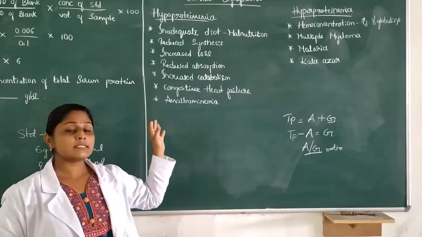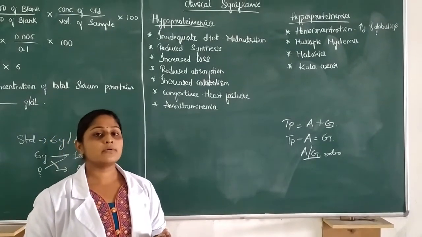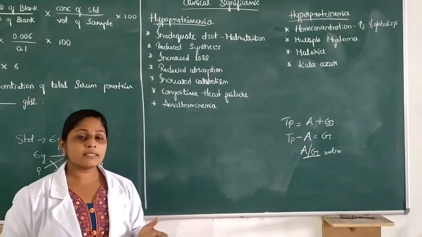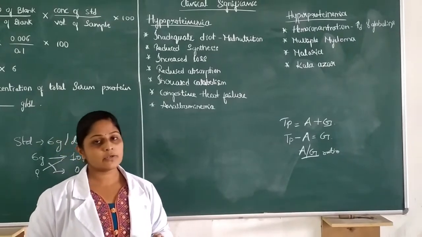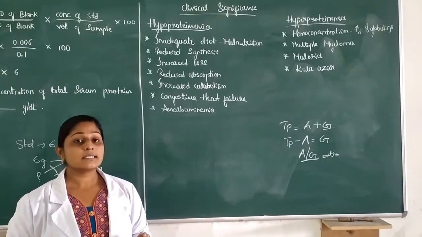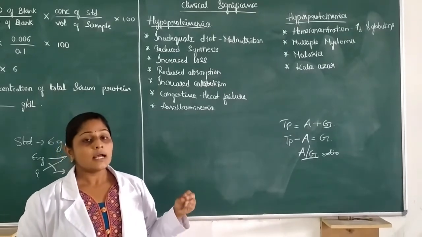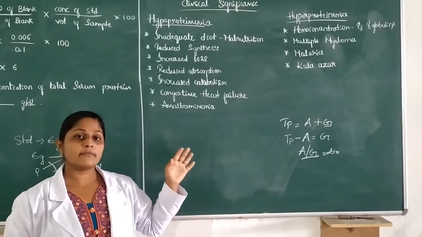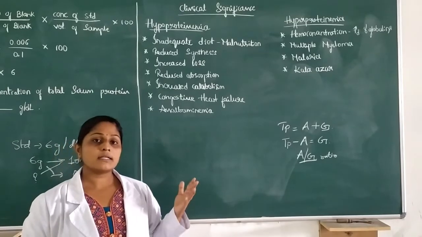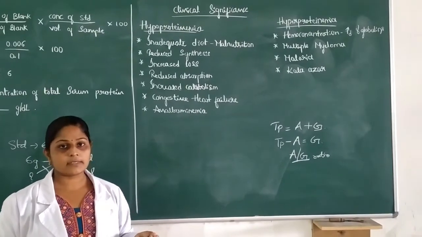Then reduced synthesis. Where is protein synthesized in our body? It is in the liver. All plasma proteins are synthesized in the liver except immunoglobulins. So when the liver is affected, synthesis of protein is also affected. In what conditions does the liver get affected? The main cause is cirrhosis of liver, which affects the synthesis. This estimation of total protein comes in the liver function panel, under the synthetic function of the liver. When protein is less, the liver is affected, and synthesis is affected.